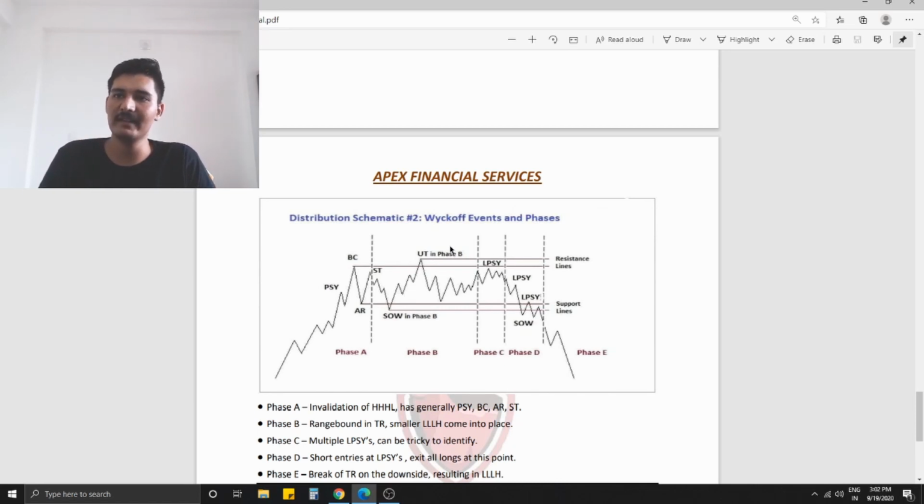Then you have phase C. Just like accumulation, it can be tricky to identify, and we have multiple LPSYs. It is a bit different from the LPS that we had in accumulation. We'll go to that a bit later.